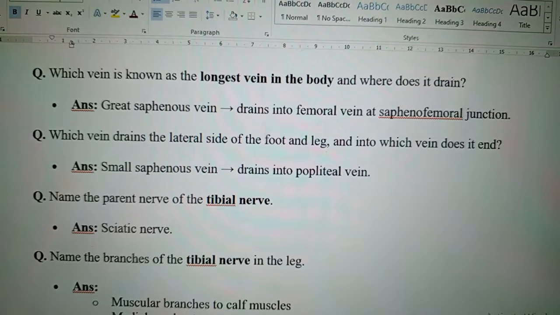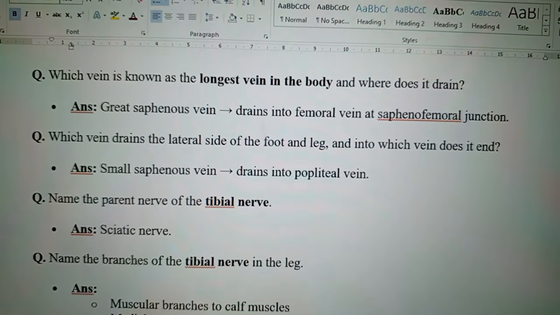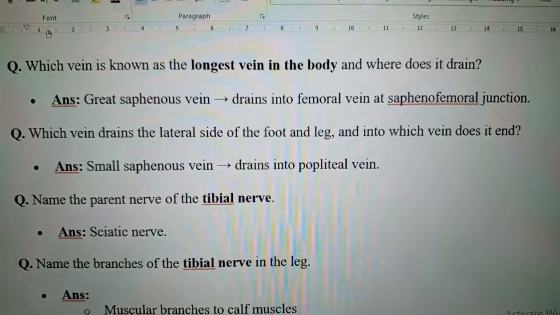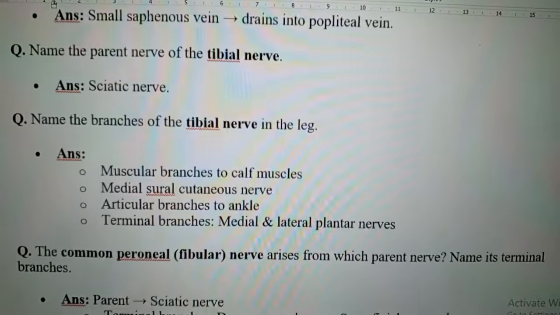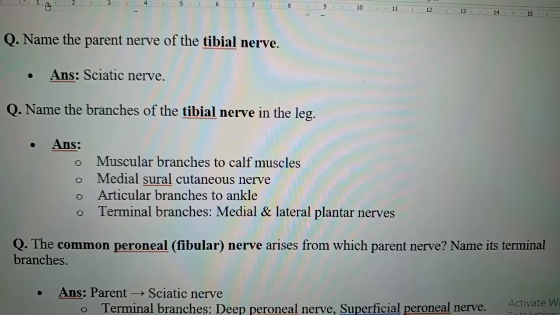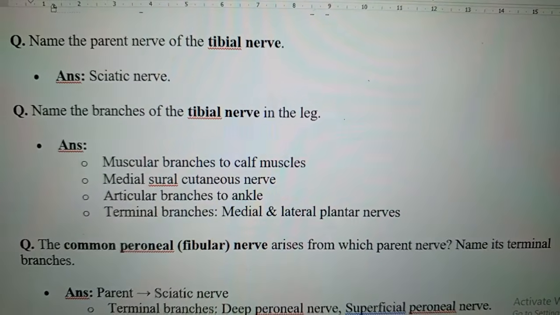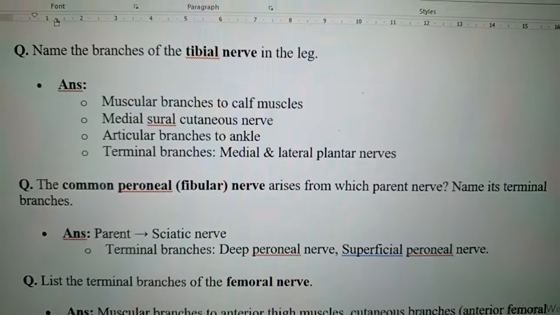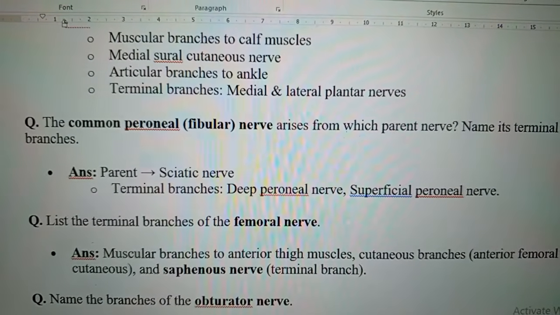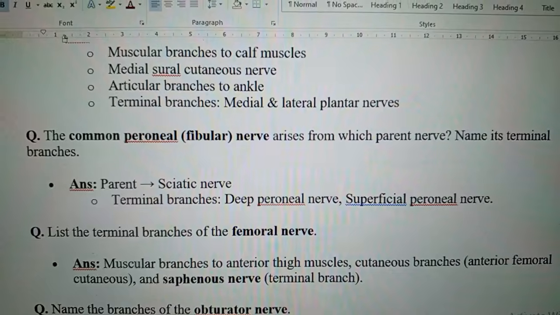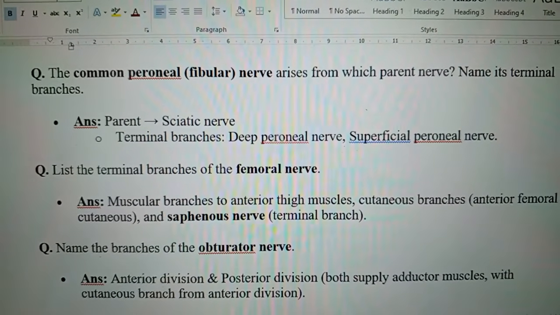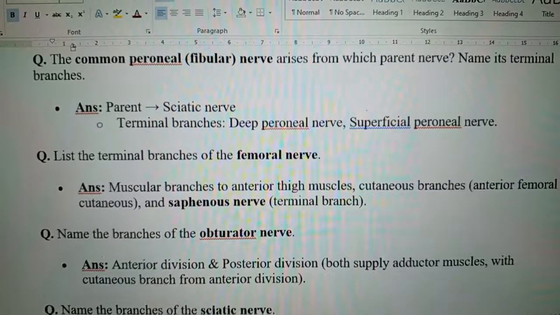Name the parent nerve of the tibial nerve. It is the sciatic nerve. Name the branches of the tibial nerve. These are muscular branches to the calf muscles, medial sural cutaneous nerve, articular branch to the ankle. Terminal branches are medial and lateral plantar nerves. The common peroneal nerve arises from which parent nerve? It's the sciatic nerve, and terminal branches are deep peroneal and superficial peroneal nerve, also known as deep fibular and superficial fibular nerve.